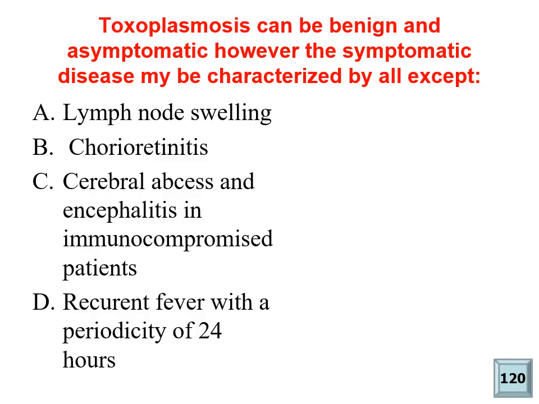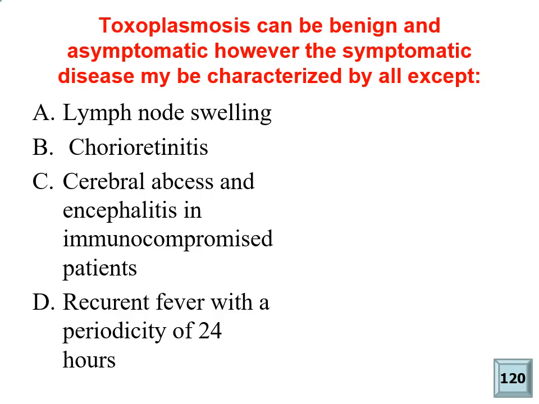Toxoplasmosis can be benign and asymptomatic. However, the symptomatic disease may be characterized by all except: A. Lymph node swelling, B. Chorioretinitis, C. Cerebral abscess and encephalitis in immunocompromised patients, D. Recurrent fever with a periodicity of 24 hours.